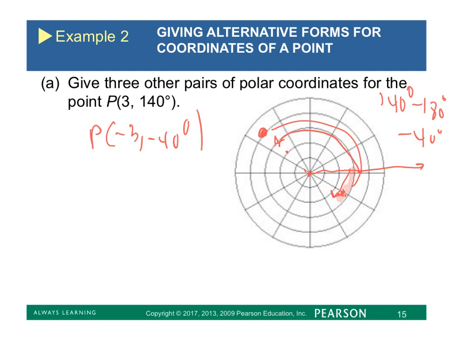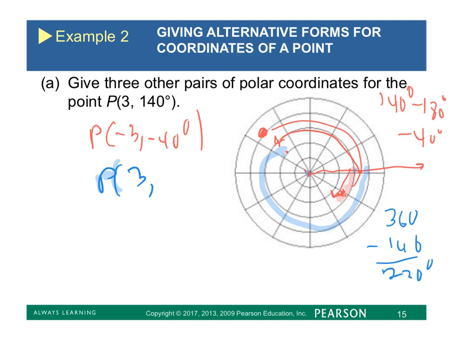What if I choose to go all the way around here? Instead of stopping here and reversing R, what if I go all the way around and don't reverse R? That would be P would be a positive 3. And what angle would that have been? What's 360 minus 140? That's 220 degrees negative. So negative 220 degrees. There's 1. We got to find one more.